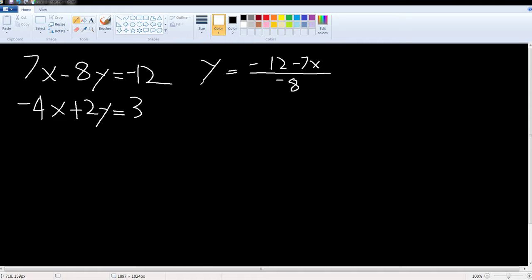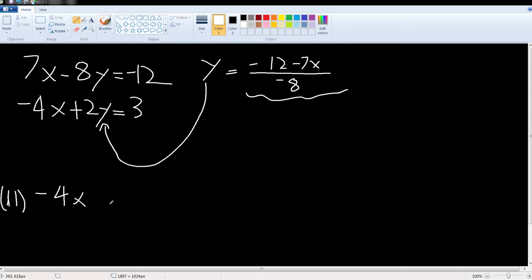So wherever I see y in the second equation, I'm going to plug in this stuff. So I have -4x. This is the second equation. -4x plus 2, what's y? y is -12 minus 7x, all divided by -8, and this should equal 3. Now, as you can see with substitution, the second equation is composed of only one variable. So we can definitely solve for it.